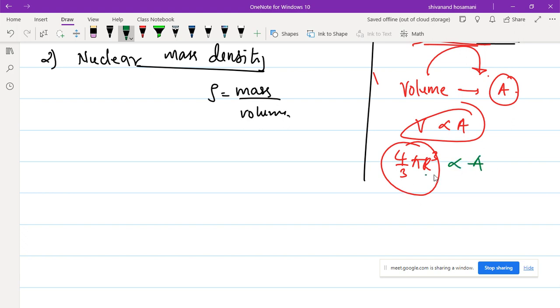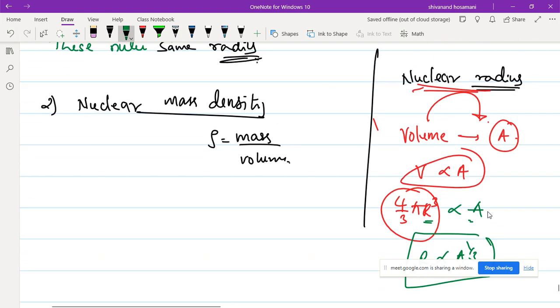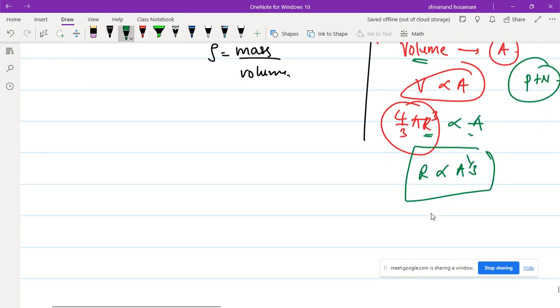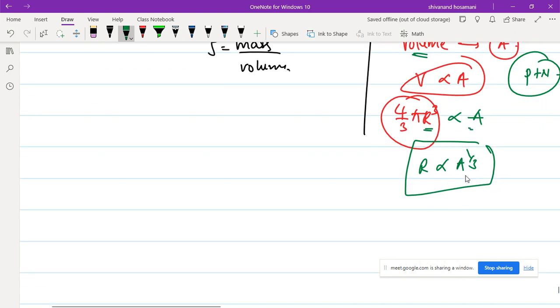So why? Because the mass is nothing but nucleons, protons and neutrons. The total mass present in the nucleus will be directly proportional to its volume. Therefore, we define R as directly proportional to A to the power 1 by 3. The same relation can be written as R equal to R naught into A to the power of 1 by 3, where R naught is defined as the nuclear radius parameter.